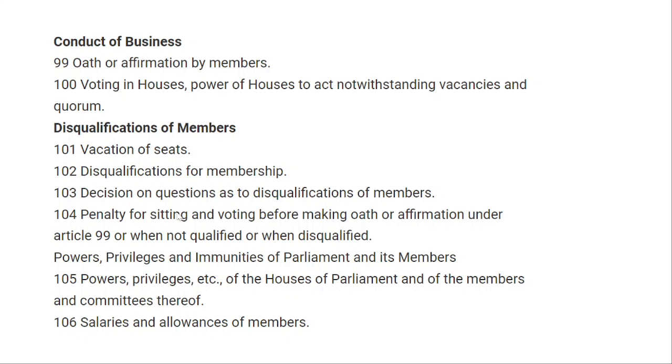So between 100 and 106, etc., you are getting these privileges, etc. Vacation of seats, disqualification, and decision as to disqualification, etc. So 105 is powers, privileges, etc. of the Houses of Parliament and of the members of committees thereof. So he's talking about the Houses of Parliament, that is both the Lok Sabha and Rajya Sabha, and the committees. All these several committees, and it is talking about the powers and privileges.